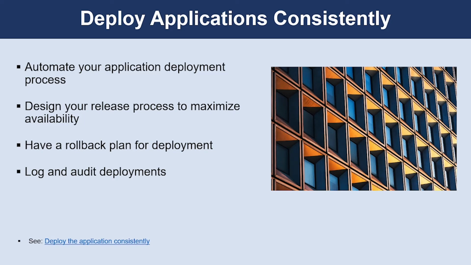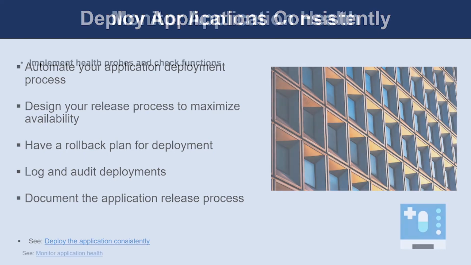If you use staged deployment techniques, more than one version of your application is running in production, so implement a robust logging strategy to capture as much version-specific information as possible. And finally, document the application release processes. So clearly define and document your release processes and ensure that it's available to the entire operations team.